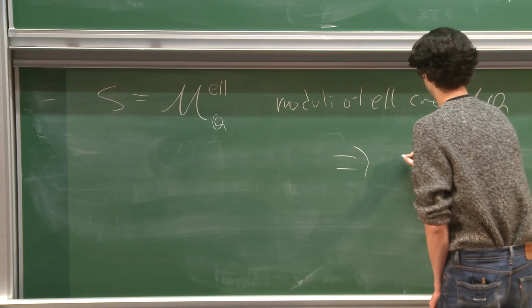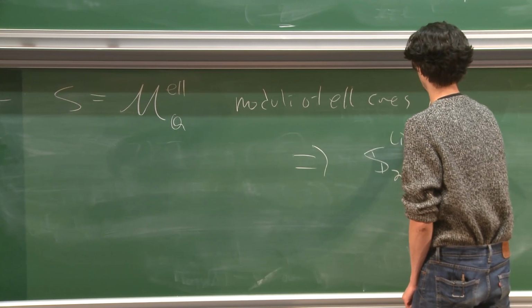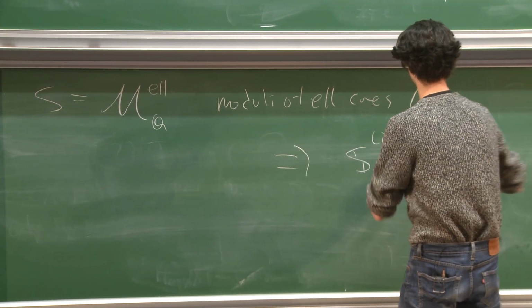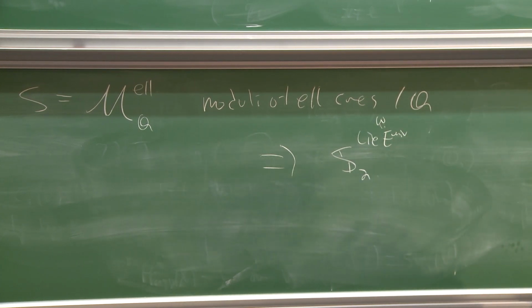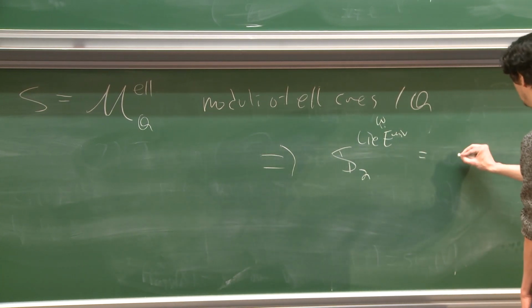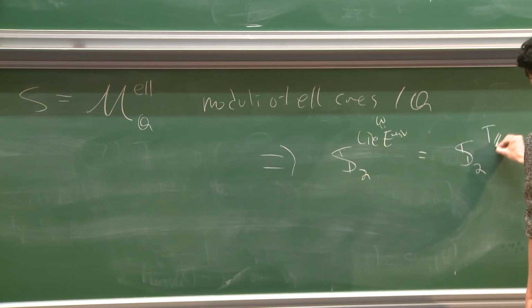So what you extract is that, well, first of all, let's say the 2-adic sphere attached to the Lie algebra of the universal elliptic curve, which is the so-called Hodge bundle, is the same thing as the 2-adic sphere attached to the finite adelic Tate module of the universal elliptic curve.